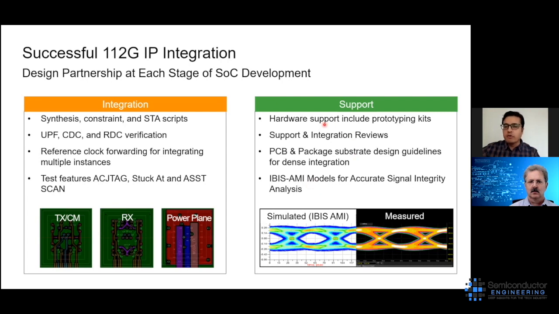So the support requirements for on-time performance of the design teams are very, very crucial these days, especially with PAM4 signal. So you need to have a successful IP integration with integration and support throughout your design cycle and after, with the silicon bring up as well.